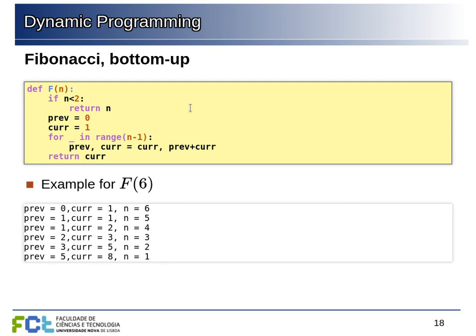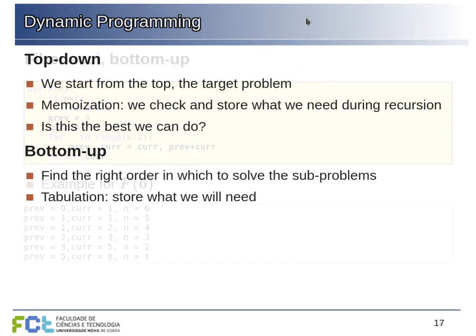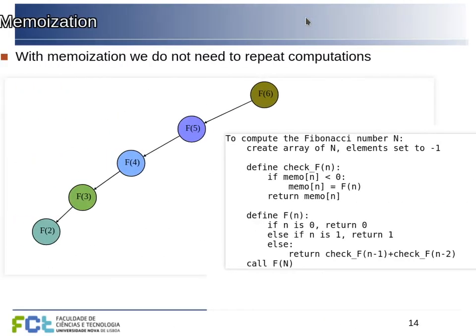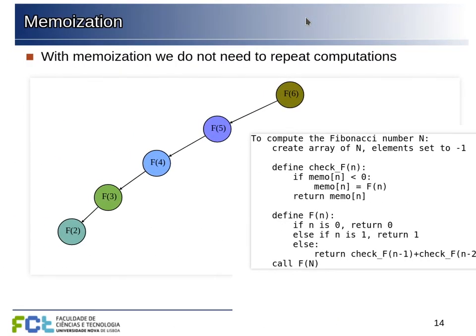And if we do this in the right order, we can minimize the number of values we need to keep in store, because we can keep only those that we know we're going to need later on. Whereas when we do this top down with memoization, we need to store everything, because we may need all of these various values in different order.